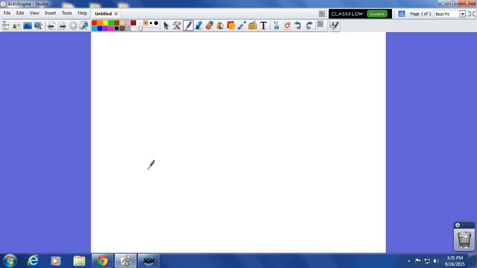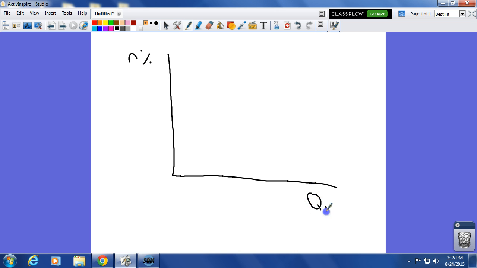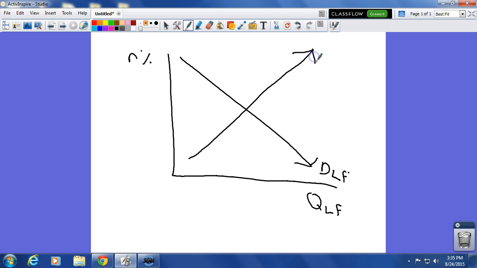All right, so we have an increase in investment demand. So the first thing we always do is go ahead and draw our initial graph. So we have real interest rate on our y-axis, quantity of loanable funds on our x-axis. Then we have a downward sloping demand for loanable funds and an upward sloping supply of loanable funds. And then we're going to have an equilibrium real interest rate, and an equilibrium quantity of loanable funds here.